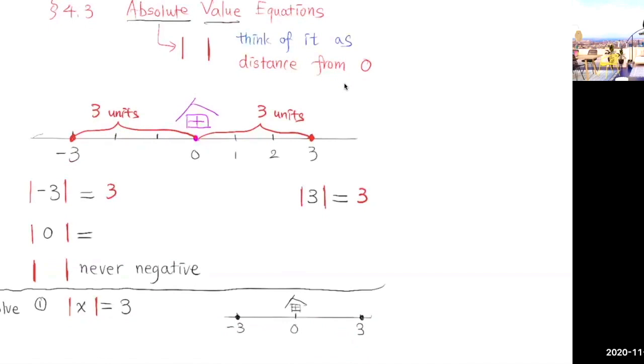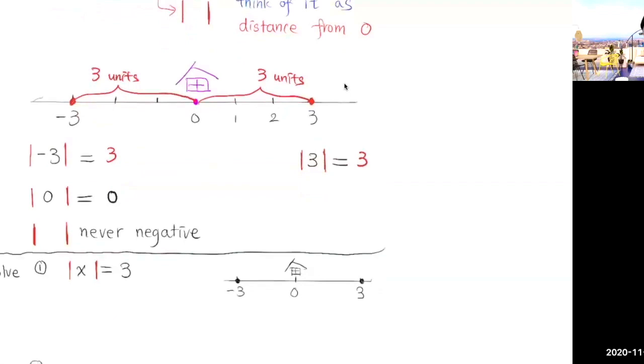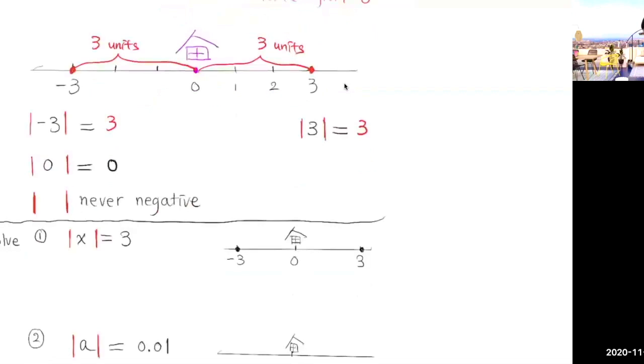The absolute value of 0 is equal to 0. 0 is 0 distance away from itself. Notice that absolute value is never negative. It cannot be equal to a negative number, because think about distance. Distance cannot be negative. Okay, now we're going to solve this absolute value equation.